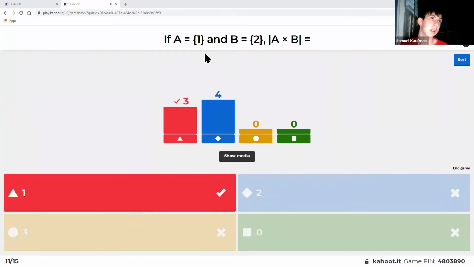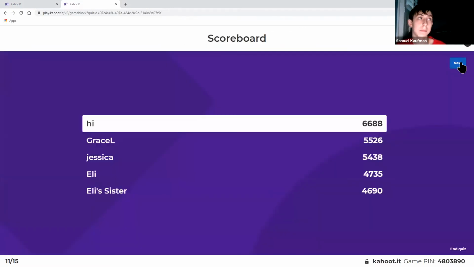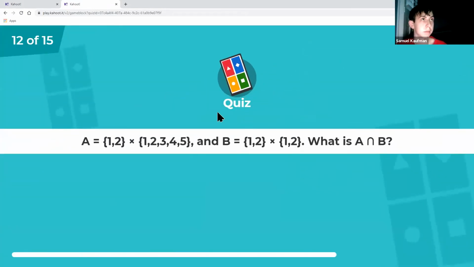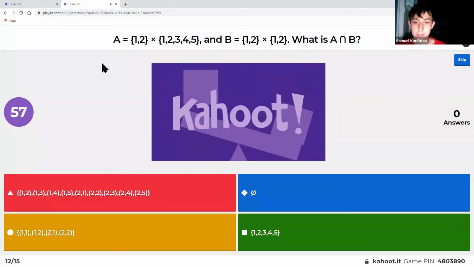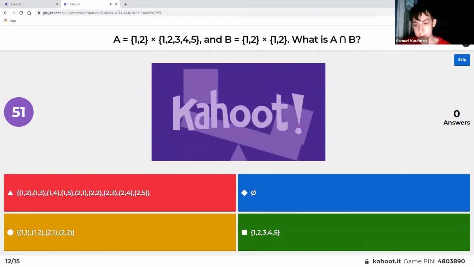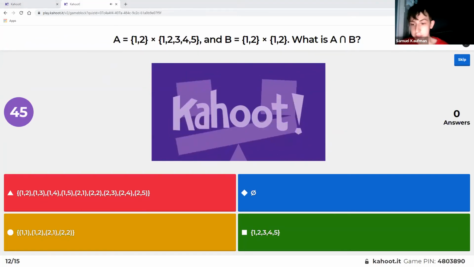All right. Yep. So we start with the Cartesian product of A and B. That's going to be just the ordered pair 1, 2, and that's only one element in the set. So 1 and 2 are not separate elements. They're part of the same element. So this is a cardinality of 1. This is going to be our last question.